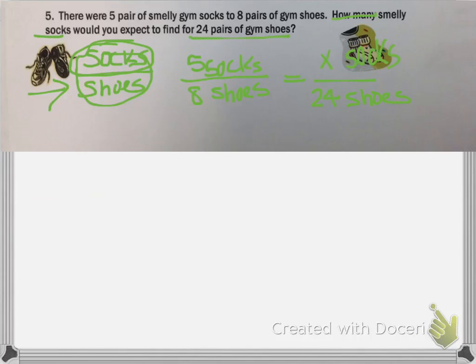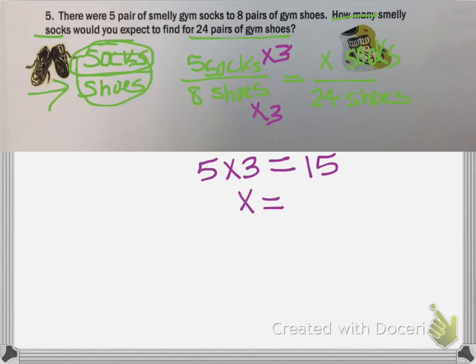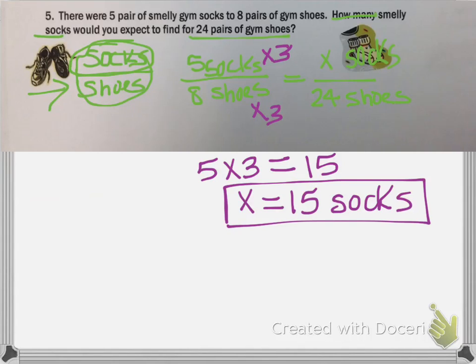So now I look at the part of my ratio where I have both numbers. And that's for shoes. That's on the bottom. So I say, how can I get 8 to 24? Well, 8 times 3 is 24. So I just have to multiply it by 3. And remember, what we do on the bottom, we do on the top. So in order to find x socks, I have to multiply 5 times 3, which gives me 15. Therefore, x socks equals 15 socks, or pairs of socks. Remember to box your answer. And that is our final answer.